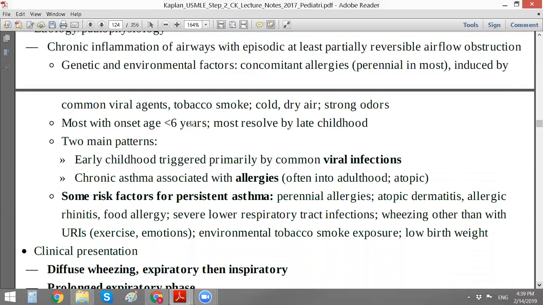Epidemiology: for onset before age 6, most resolve by late childhood. There are two main patterns: early childhood asthma is viral, and chronic asthma is allergic, which often goes into adulthood. Risk factors for persistent asthma include atopic dermatitis, allergic rhinitis, food allergy, and severe lower respiratory tract infection. Triggers include breathing other than upper respiratory infection, exercise, emotion, and foodstuff.